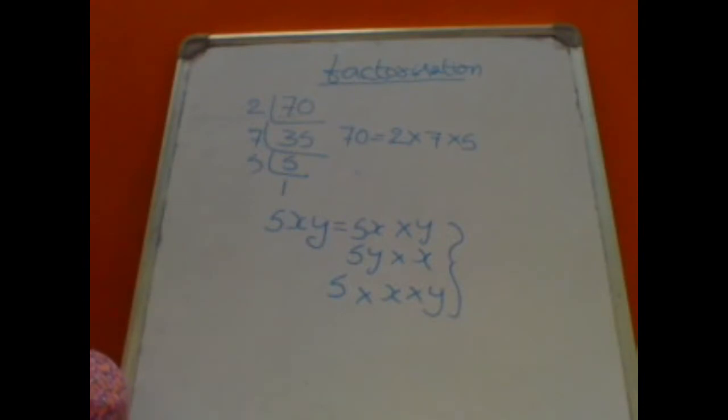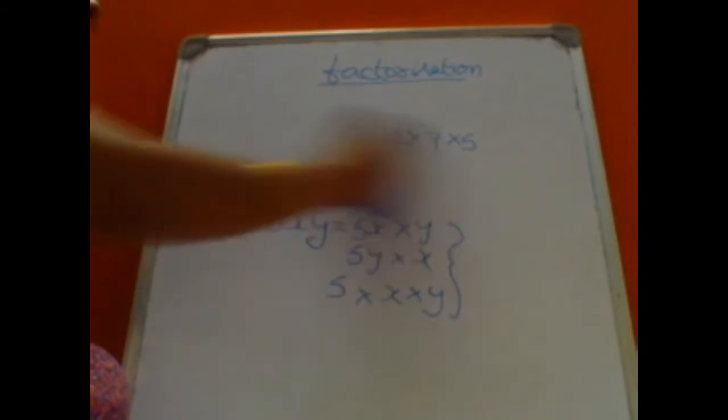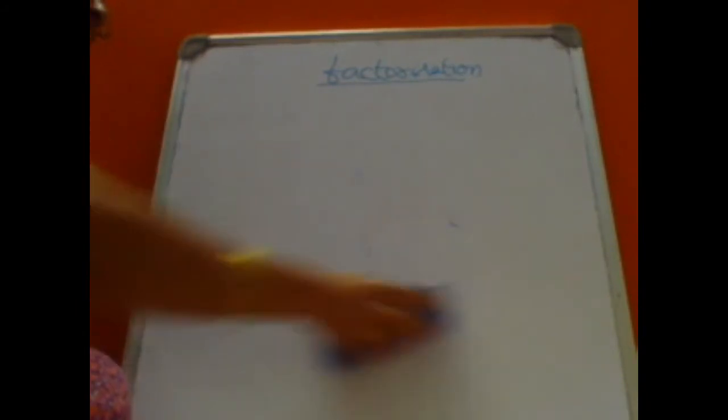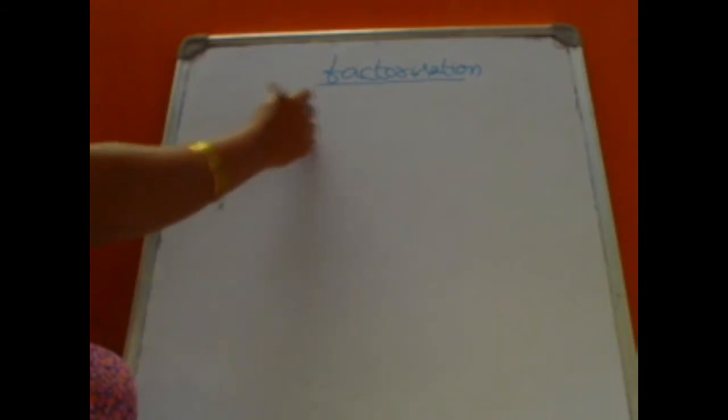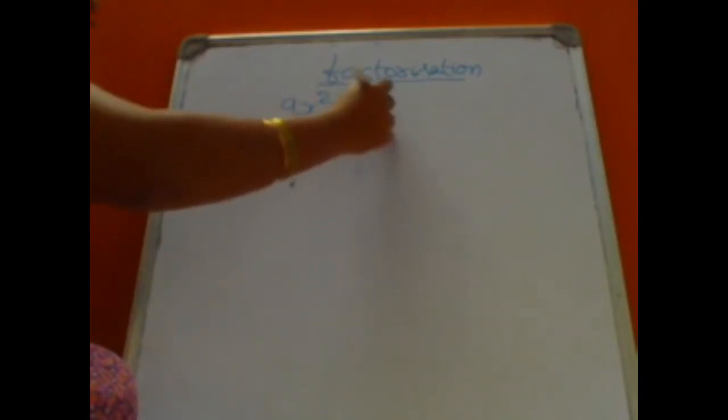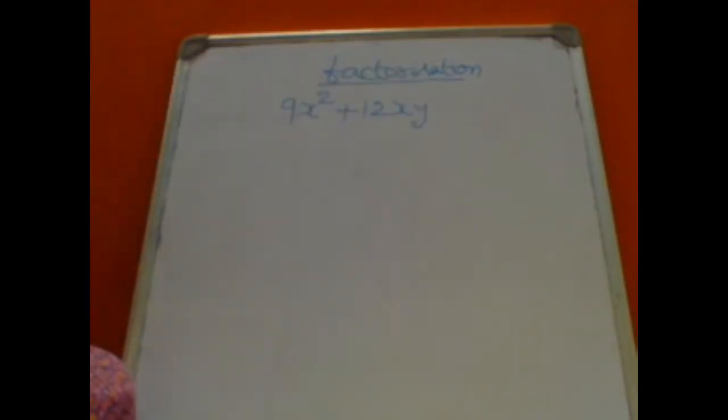Same way we can do the factorization of even binomial and trinomial. We have different methods of factorization. Today we will be learning how to factorize an algebraic expression, whether it is binomial or trinomial or multinomial. Now let us take the example of 9x square plus 12xy. You can observe that this is a binomial algebraic expression.